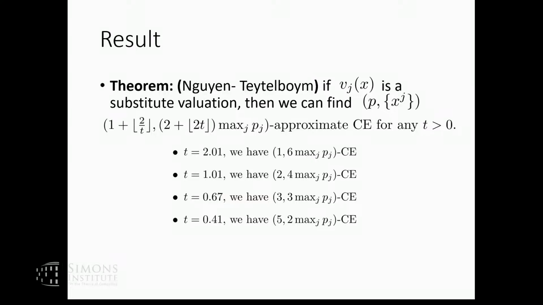So what does it mean? Just plug in for t. If I choose t equal to a little bit more than 2, then I have 1 times 6 max of the P_J competitive equilibrium. It means that I can violate the capacity by 1 and the budget by 6 times the maximum price. If you don't like that 6, it's too much, you can go lower. You can go to t equal to 1. Then I can violate by 2 and 4 times the P max. So the t here plays the role of a trade-off between how much we want to relax the capacity versus how much we want to relax the budget constraint.